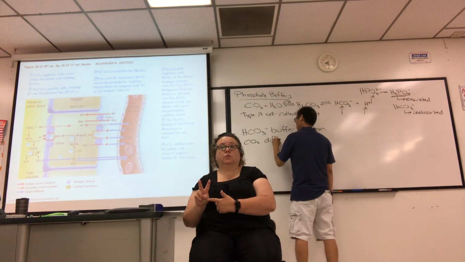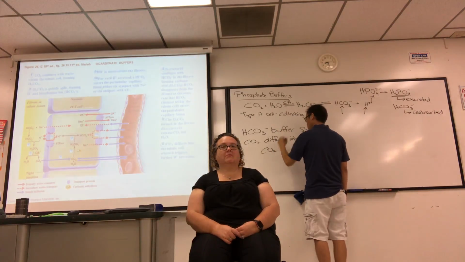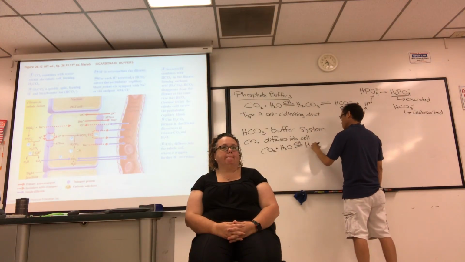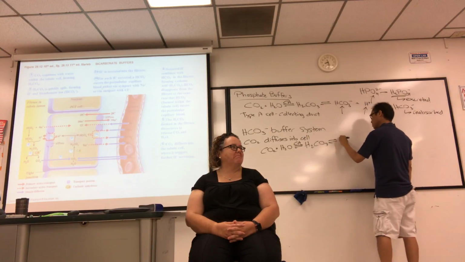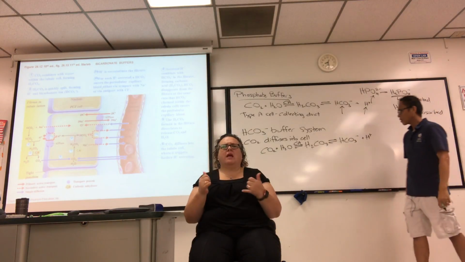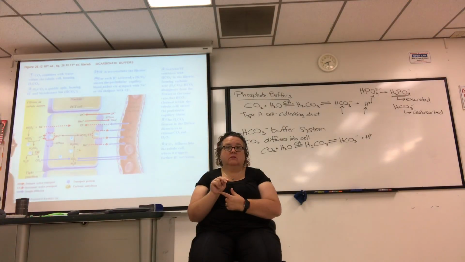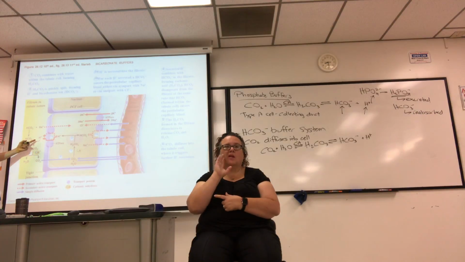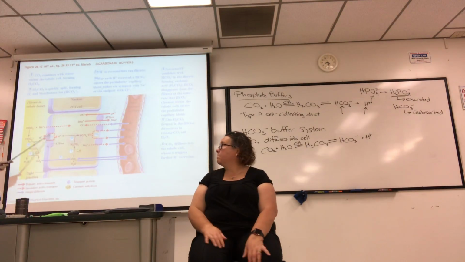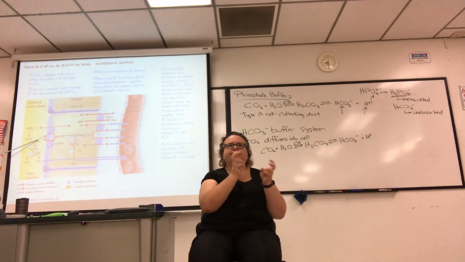CO2 diffuses into cell, and what you got is the same equation as before. I'll write it again just to be clear. Okay, now what does the cell do? Well, this time it's going to take the hydrogen ion and it's going to excrete it. Okay? Now, look over here. Here's the hydrogen ion. And look at this. Just tell me, where does it disappear to? Where is it hiding?